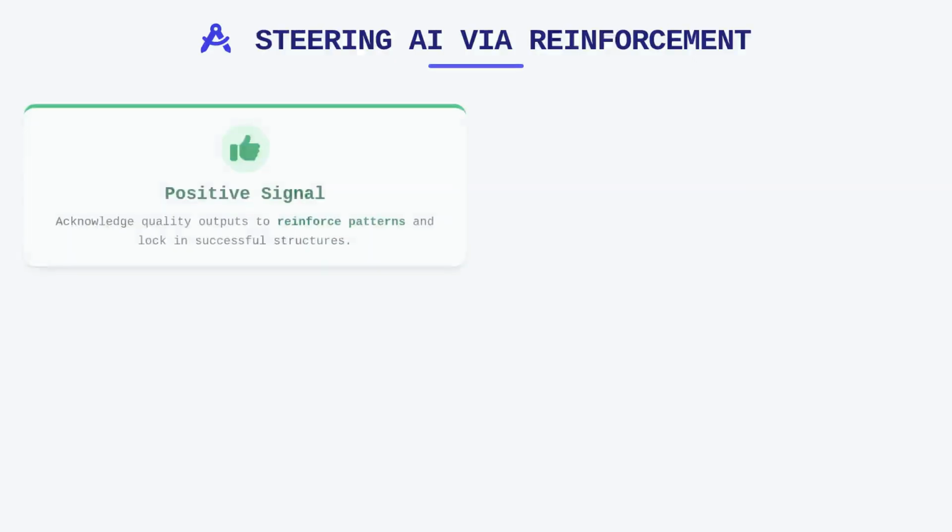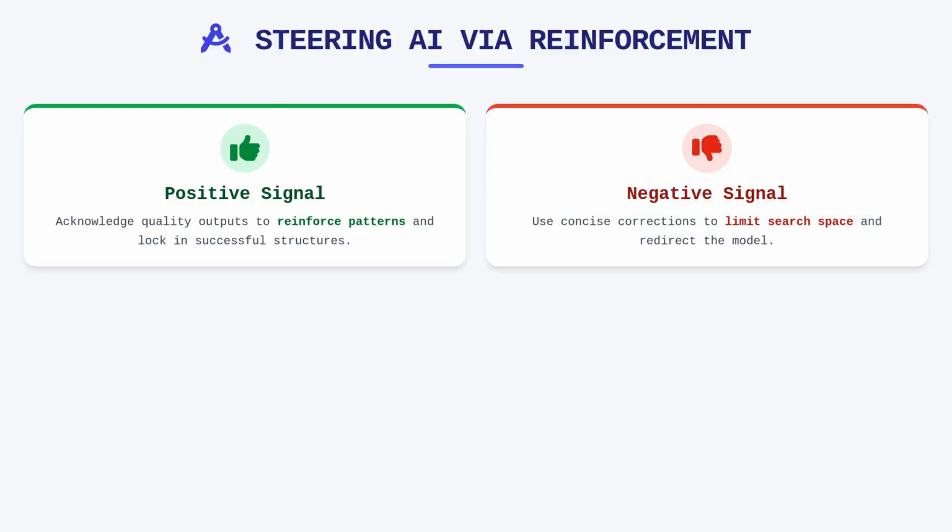Positive and negative reinforcement play a crucial role in steering the model effectively during a live chat session. When the AI produces a component that meets your quality standard, acknowledging it reinforces that pattern and encourages the model to maintain that specific structure in subsequent iterations. Conversely, when you encounter a failure, clear and concise negative feedback, coupled with the correct instruction, acts as a corrective directive that limits the search space for the model's next attempt.